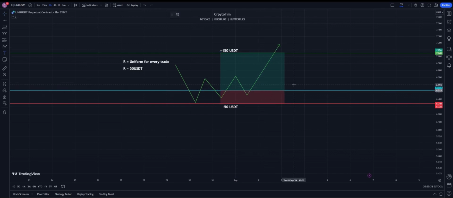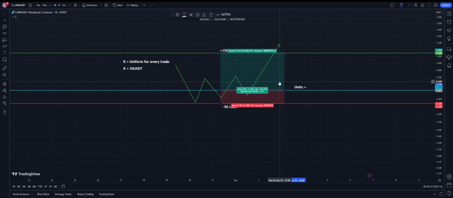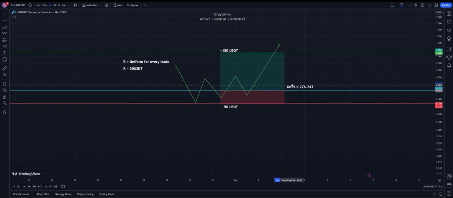276.243 Link. So units equals 276.243. So I need to buy a total of 276.243 units of Link, and to reach this amount I can use leverage. So I can use some leverage in order to reach this number.